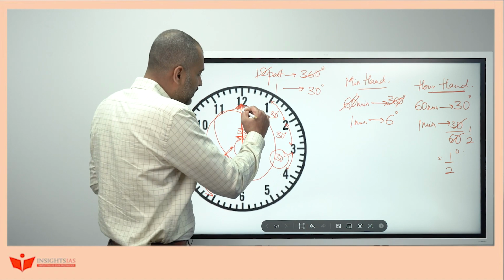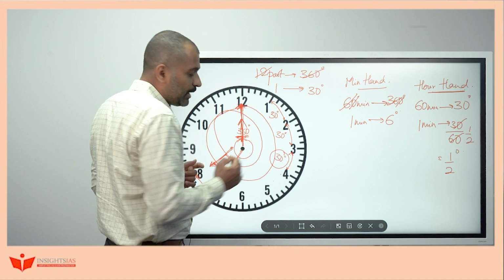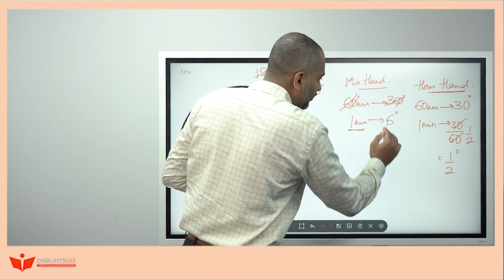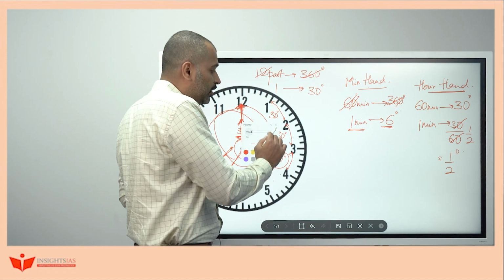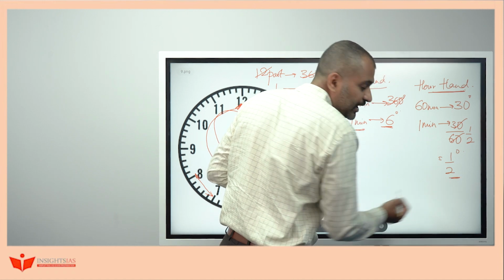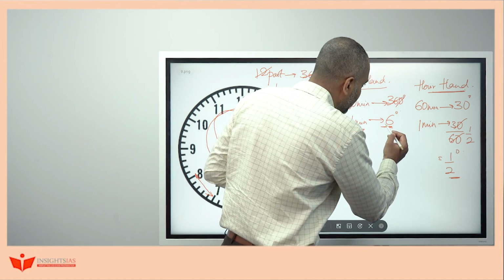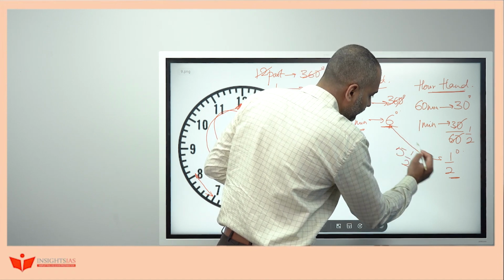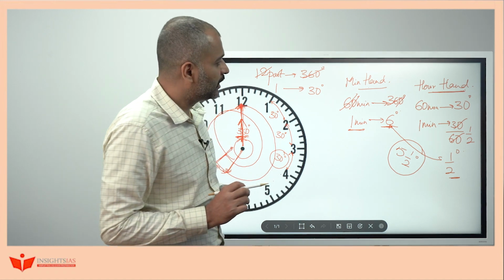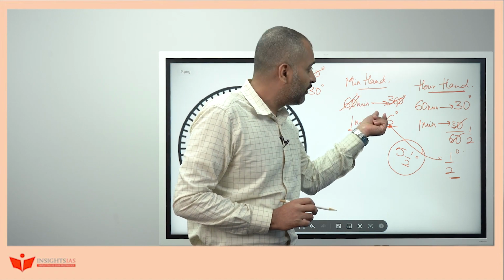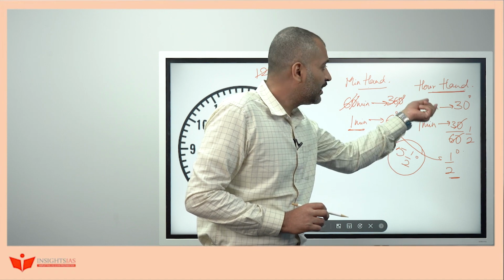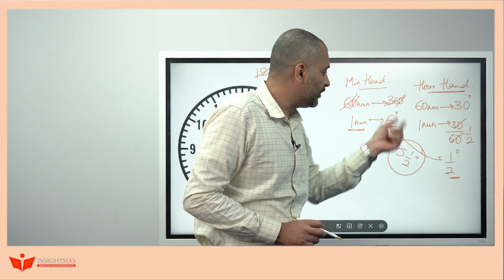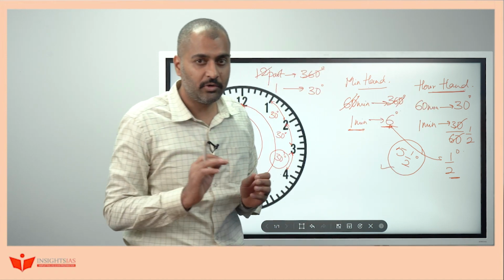So, if they are coinciding at this point, if they are overlapping at this point, in 1 minute, the minute hand moves 6 degrees and the hour hand also will be moving, but how much? Only half a degree. After 1 minute, the minute hand will overtake the hour hand by how many degrees? 5.5 degrees. So, note a point: the minute hand takes a lead of 5.5 degrees over the hour hand in 1 minute. Okay, know this fact.